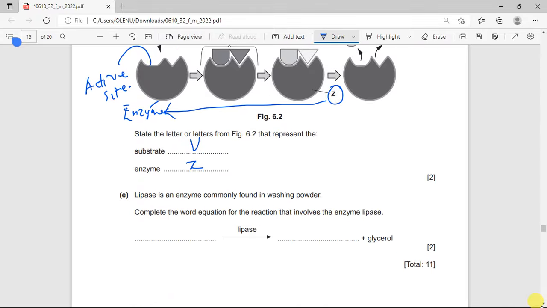Lipase is an enzyme commonly found in washing powder. Complete the word equation for the reaction that involve the enzyme lipase. Lipase is used to break down lipids, and lipids are fat and oil. Oil is liquid at room temperature, while fat is solid at room temperature. Broken down by lipase to give you fatty acid and glycerol. That's all.